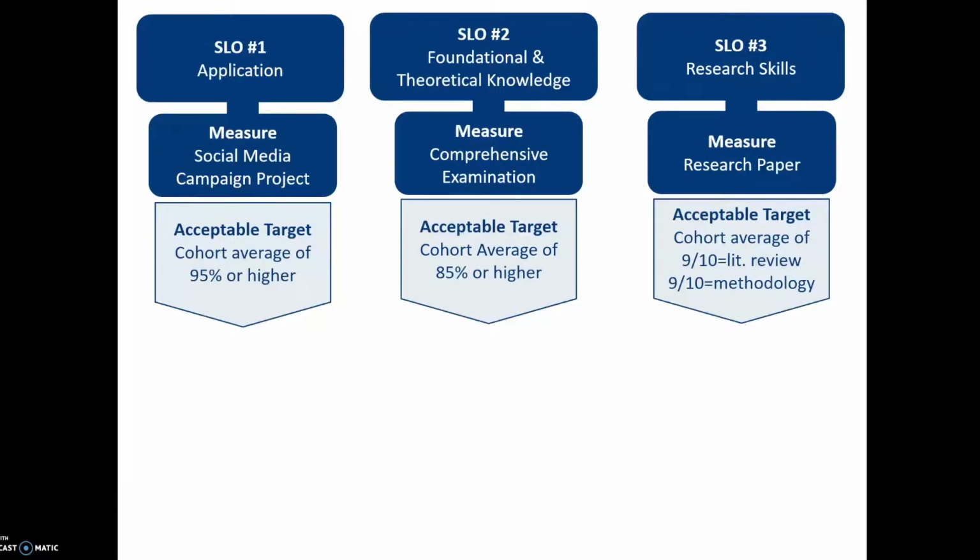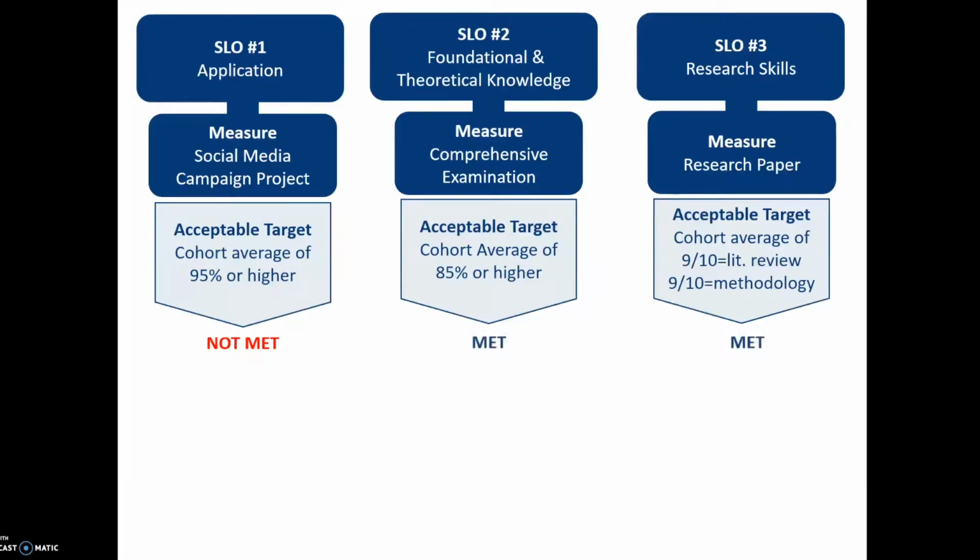So my program has 3 outcomes and 1 measure for each outcome. Let us focus in on student learning outcome number 1 to start. My program measures this outcome with the social media campaign project, which is scored using a uniform rubric. Our program set the acceptable target at 95%. Unfortunately for this academic year, our cohort average was below 95%, and thus this target was not met.